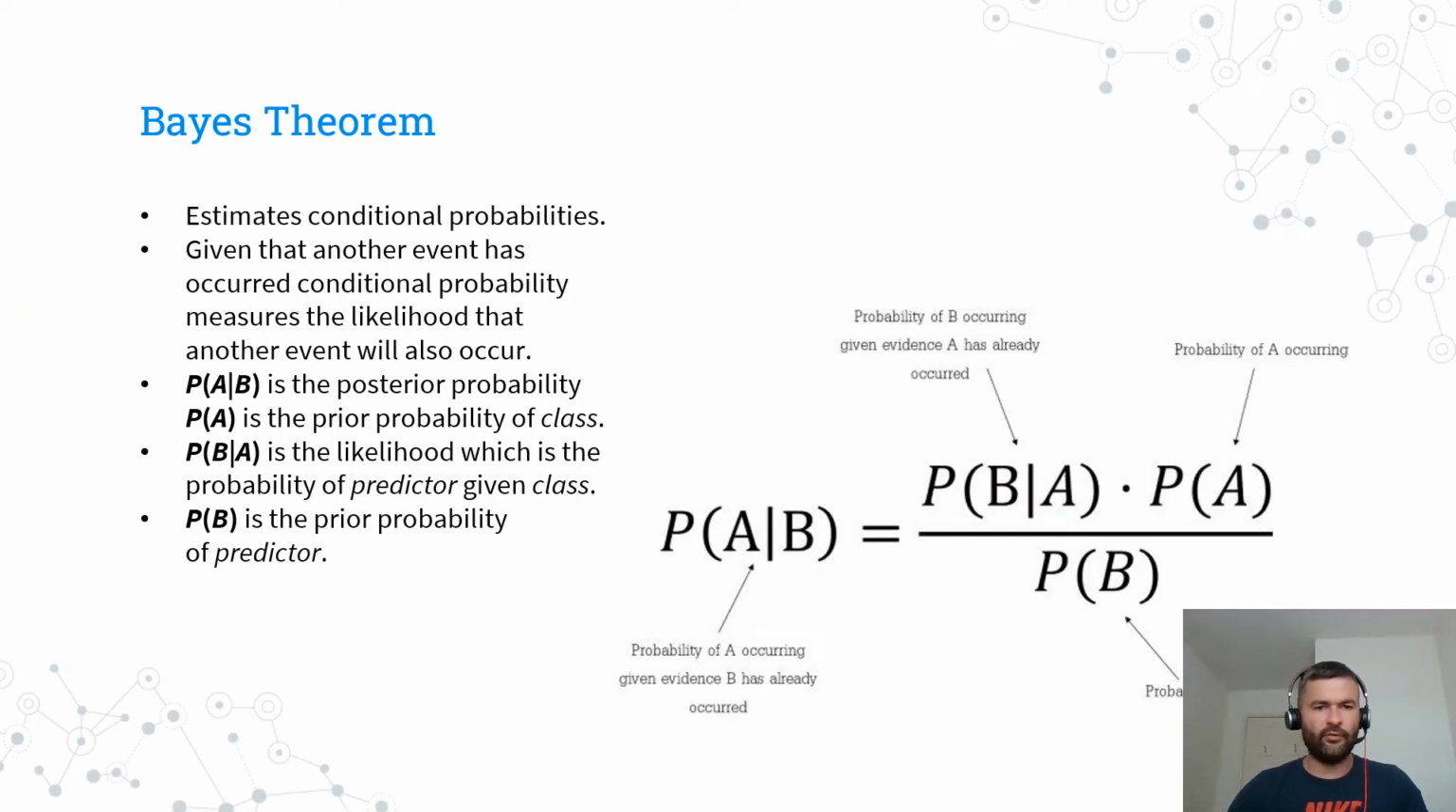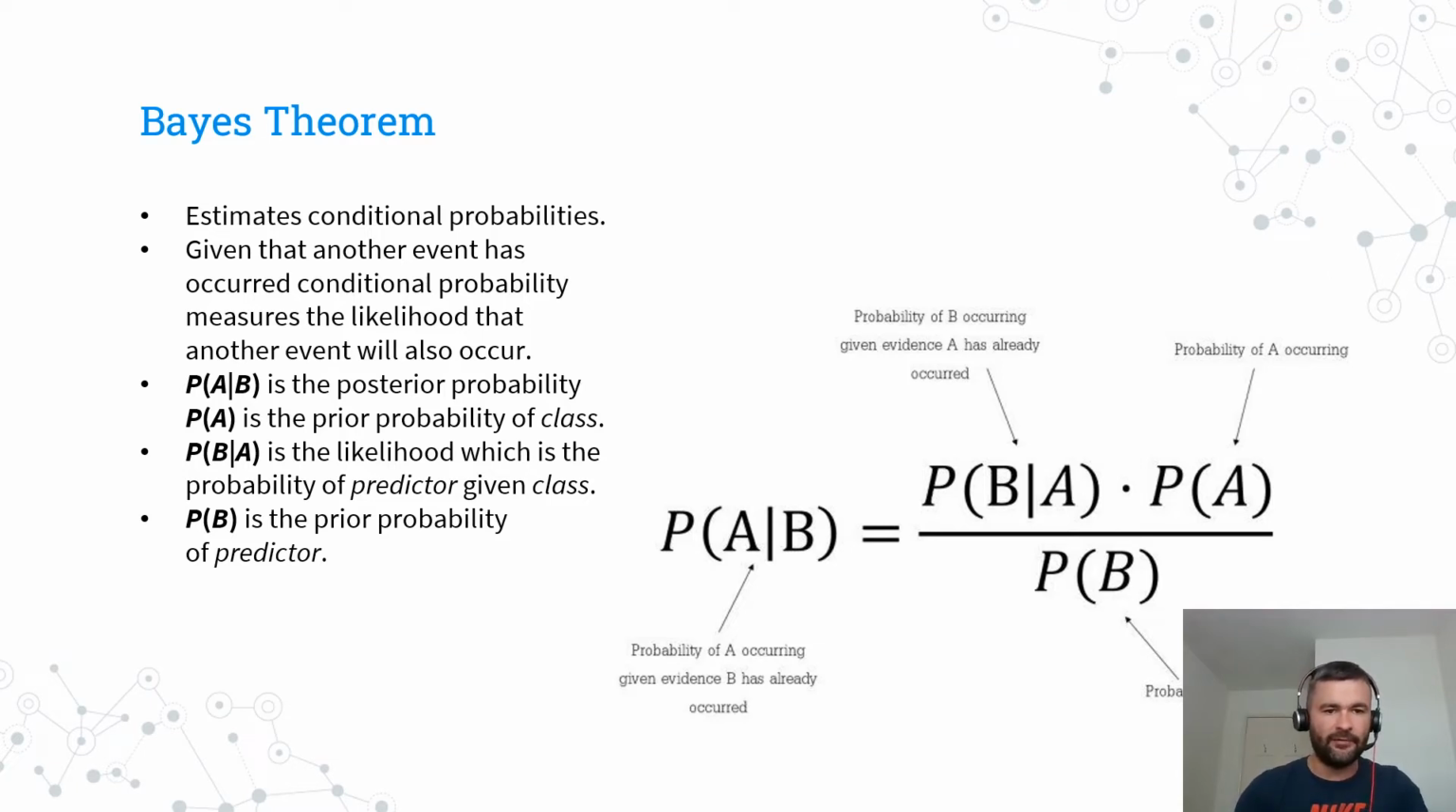Okay, so before we jump into the naive Bayes, let's understand what Bayes' theorem is. For estimating conditional probabilities, the Bayes theorem is a straightforward mathematical formula. Given that another event has already occurred, and we know this by assumption, presumption, statement, or any other supporting evidence, conditional probability measures the likelihood that another event will also occur.